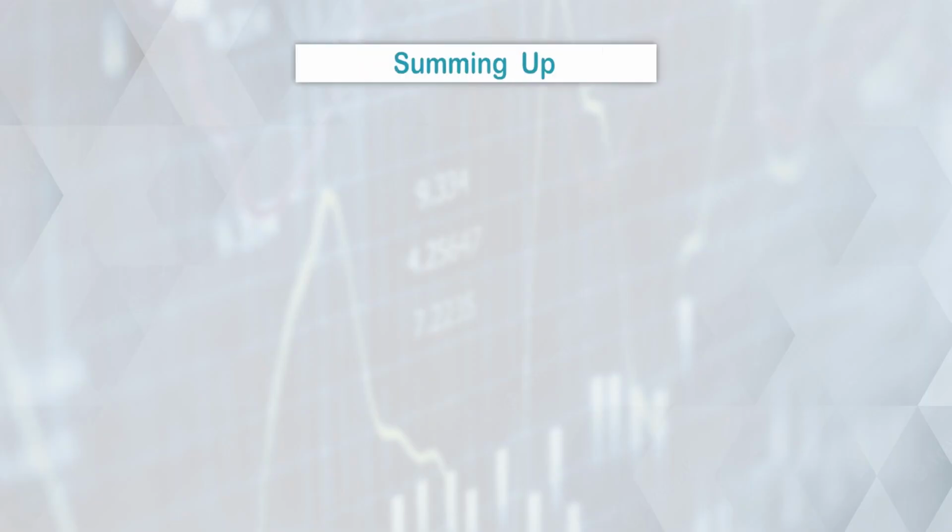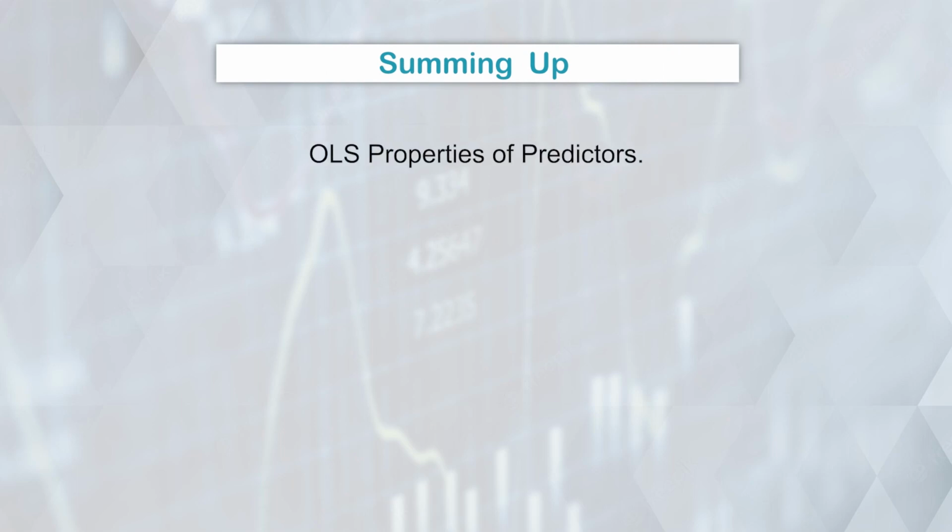So now we finally come to the summing up of this particular module 20. In this module 20, we have derived the OLS properties of the predictor, which is Y0, and we have used the point prediction method. By applying the point prediction method, we have seen that the predictor always satisfies the OLS property, that is, it has the minimum variance and it is unbiased.